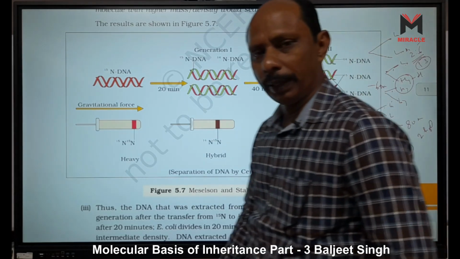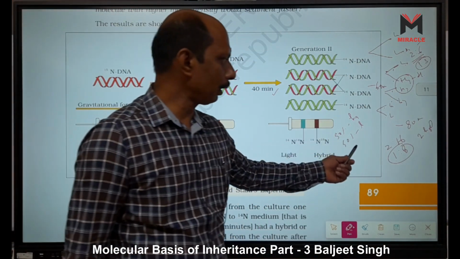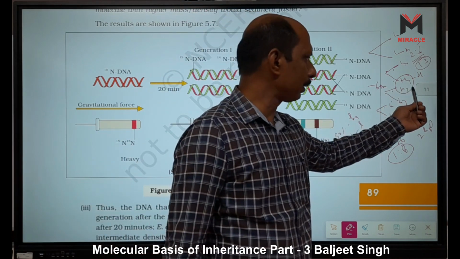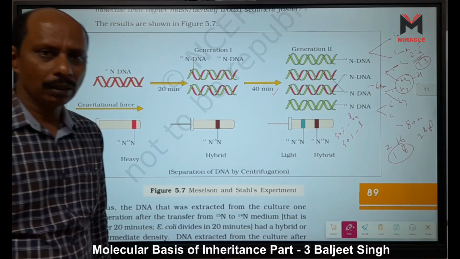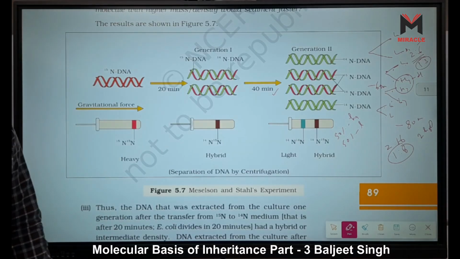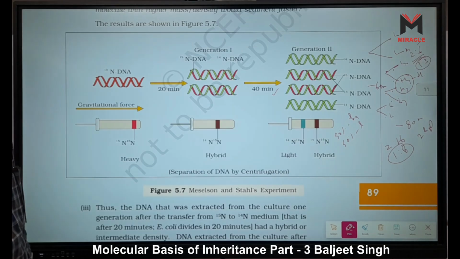We have to calculate the percentage, right? 50%. Then what happens here? 25%. Then what happens here? 12.5%. Then less than that, it becomes 6.25% hybrid DNA.